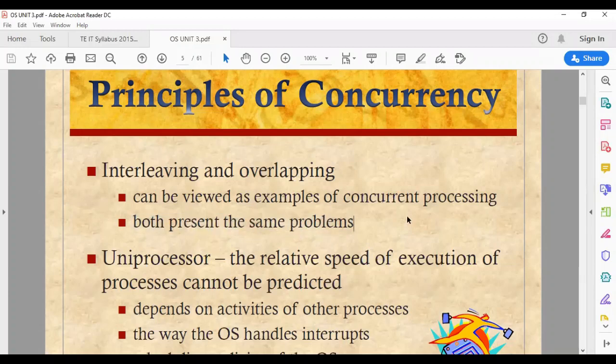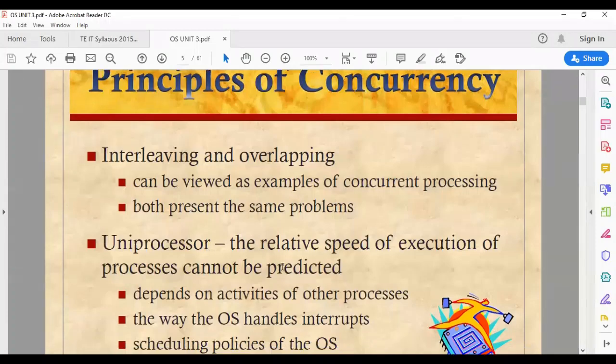So what are the problems in this? We have studied context switching, so more time overhead is required. We have to save the current status of the current process and then switch to the second. So there are different problems in interleaving and overlapping. Then, in a uniprocessor, the relative speed of execution of processes cannot be predicted, in which a single processor is used.